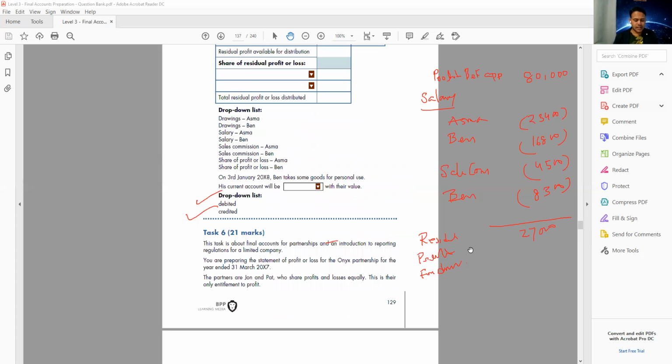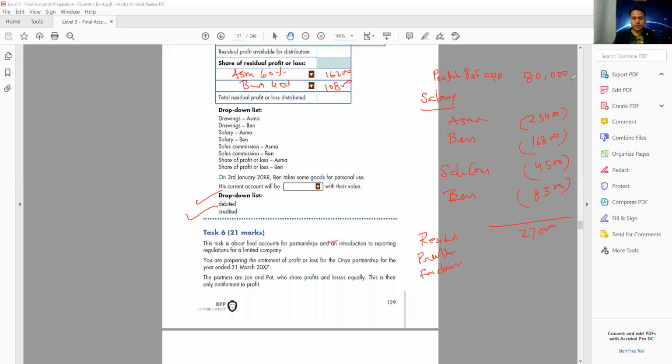No, the question didn't ask anything to split the profit. So yeah, they have here share between the profit. Okay, so we'll do that. Share profit. So Asma 60%, Ben 40%. That's not difficult. So 16,200 for Asma, okay. And for Ben, 10,800. All right, that's good.